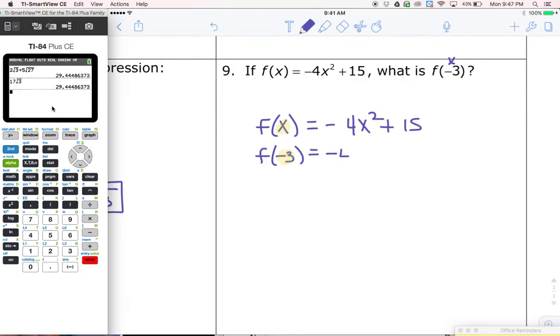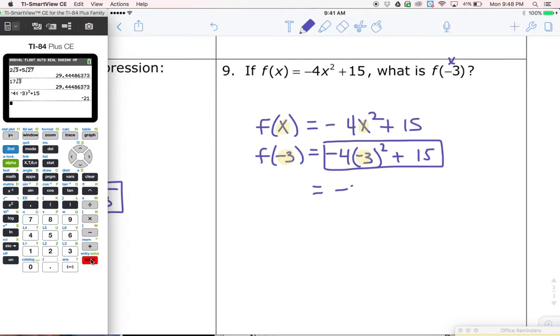Same thing's going to happen over here on the right side. Instead of having x, what am I going to put in there? I'm going to put negative 3. All right, x has become this negative 3. On this, I would go ahead and just type this in my calculator just like that. And I'm getting negative 4 parentheses. Guys, if you don't use parentheses, you're going to get this wrong. Got to use parentheses when you're substituting. Got this squared plus 15. And we do get negative 21. That's it. That's the answer that we're looking for.